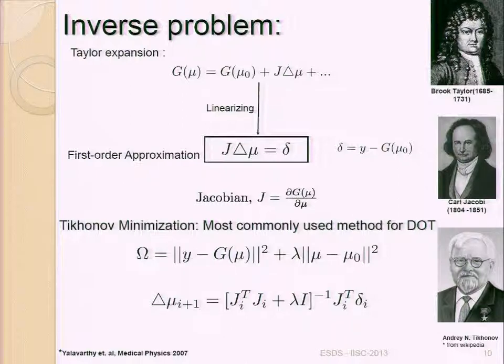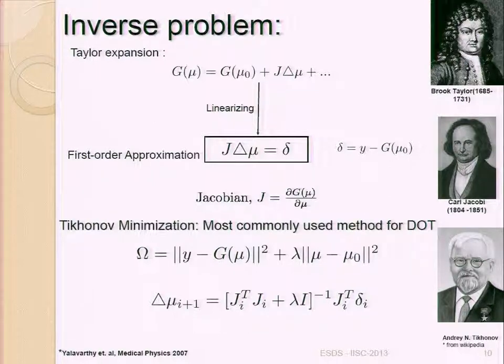How to solve this problem? A little bit of mathematics. First, the model data G of mu is a function of mu, so we wrote this Taylor series. Mind you, this J is a matrix now, the Jacobian. So we have this update equation: J delta mu equals the data difference, where delta mu is the update in the optical property, and the data difference is the difference between the model data and the experimental data.